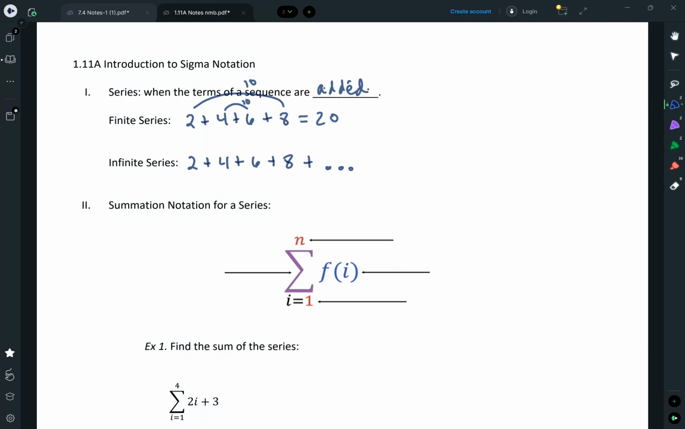So summation notation for a series. We call it summation notation, but this is sigma. So sometimes they call it sigma notation instead. The bottom part here, this i equals 1, that is my lower limit, and that gives me my starting term. At the very top where it says n, that's going to be my upper limit, and that's going to be where I stop. So it's my end term, my last term.